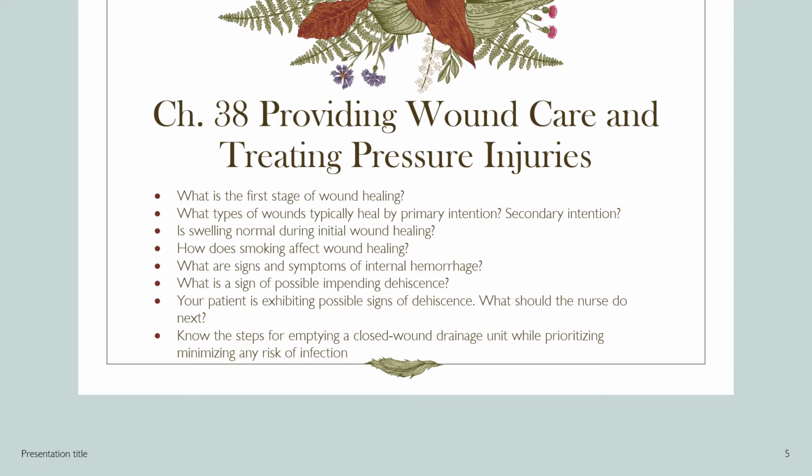If dehiscence or evisceration occurs, quickly place the patient supine and place large sterile dressings or towels soaked with normal saline over the incision and viscera. Notify the surgeon immediately and prepare that patient to return to surgery. Your patient is exhibiting possible signs of dehiscence. What should the nurse do next? So that's what you do. Notify the surgeon and prepare them to return to surgery.